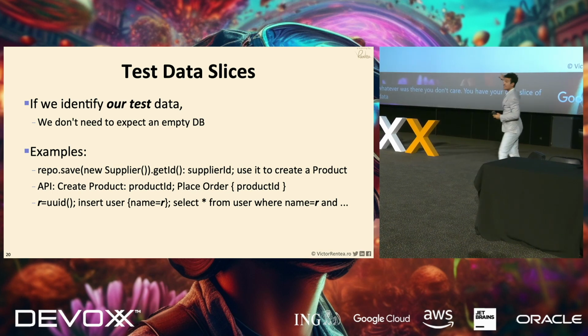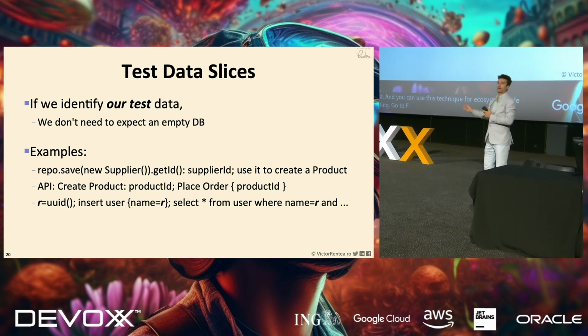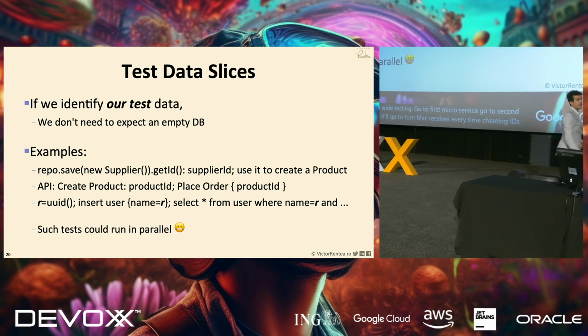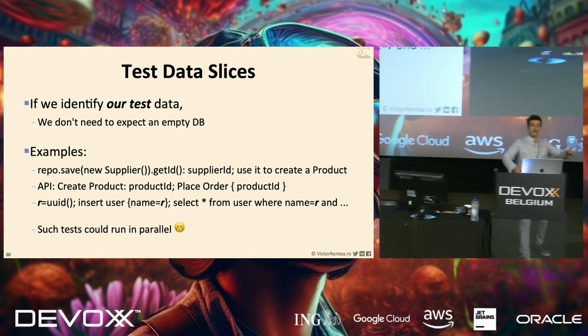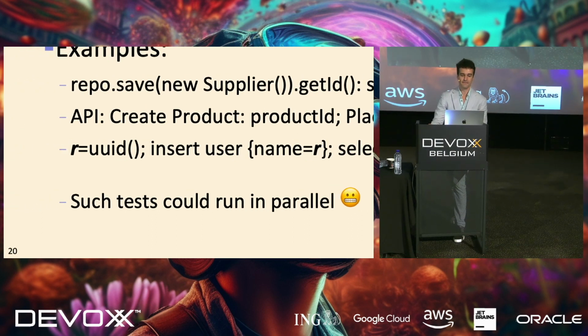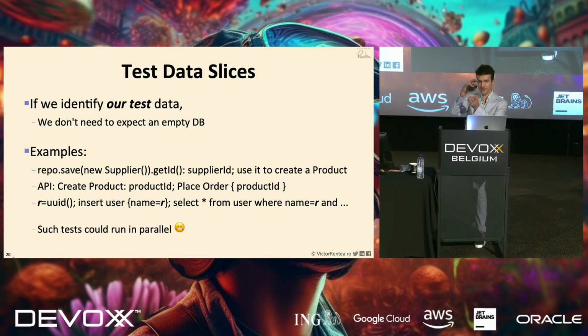And you can use this technique for ecosystem-wide testing. Go to first microservice, go to second microservice, go to third microservice, every time chaining IDs to one another. Okay? Fun. And to increase the heat a bit, these tests could be run in parallel. You don't care what's in the database. They will each see their own.